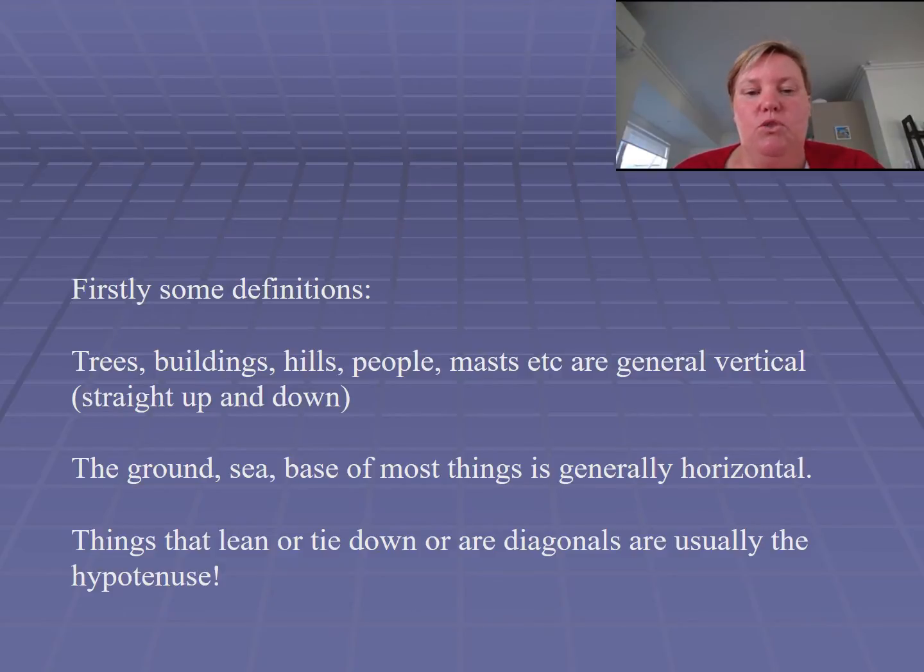Trees, buildings, hills, people, masts, all that kind of thing are generally vertical. So vertical means up and down, okay? If you've got the ground, the sea, or the base of anything, generally that means it's horizontal. So that's this way here. And if you have things that lean or tie down, they tend to be the diagonal, okay, and that is the hypotenuse.